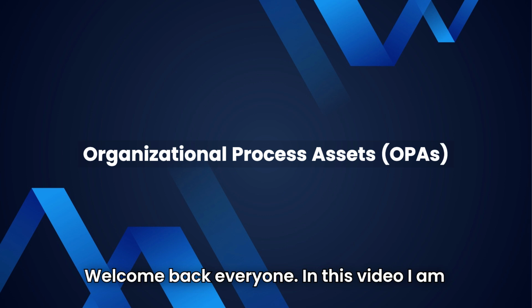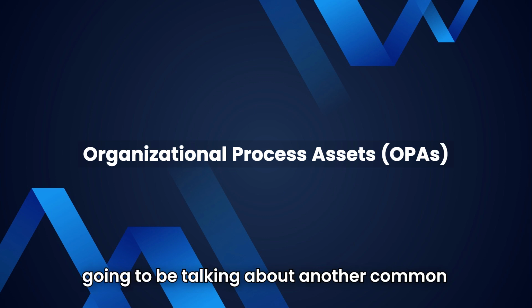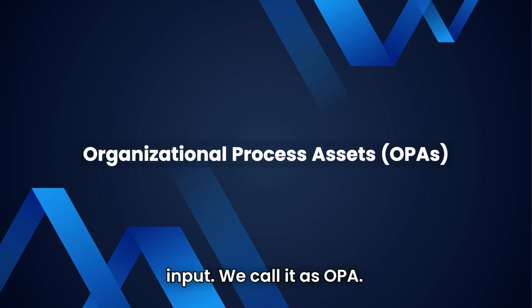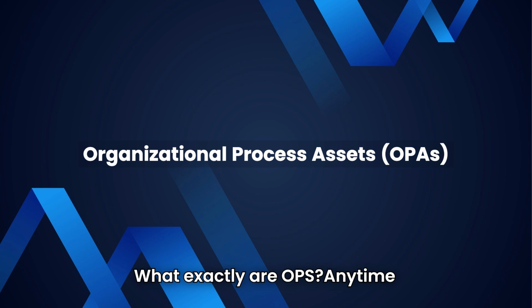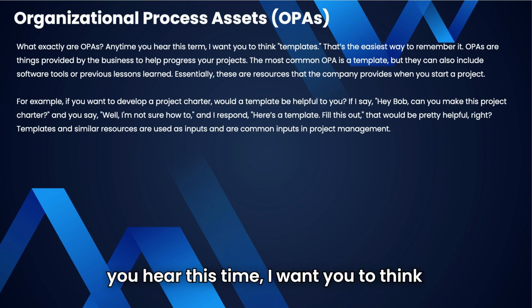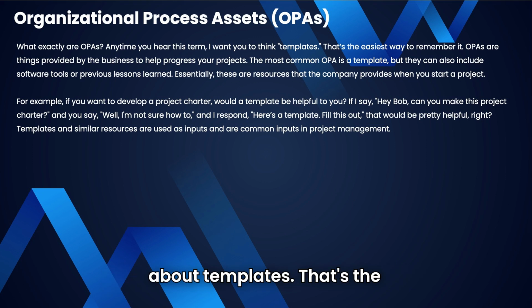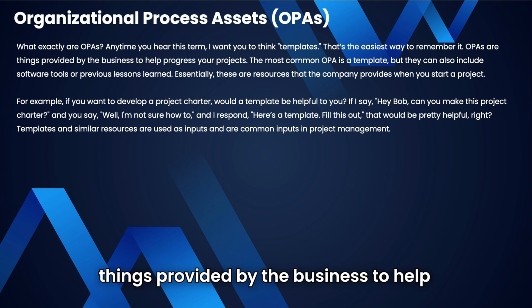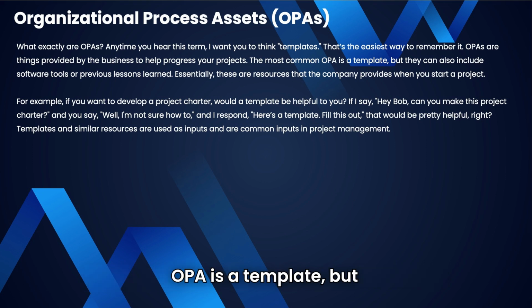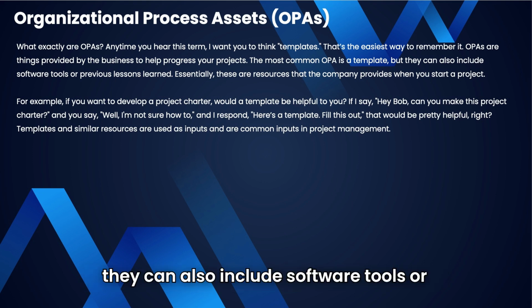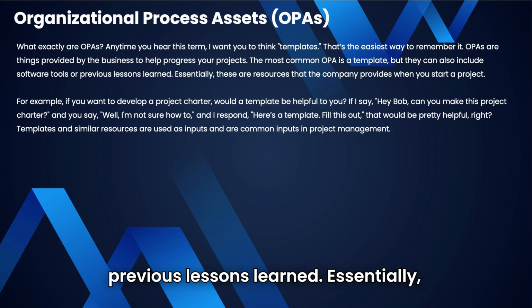Welcome back everyone. In this video I am going to be talking about another common input. We call it OPA, that is Organizational Process Assets. What exactly are OPAs? Anytime you hear this term, I want you to think about templates. That's the easiest way to remember it. OPAs are things provided by the business to help progress your projects. The most common OPA is a template, but they can also include software tools or previous lessons learned. Essentially, these are resources that the company provides when you start a project.